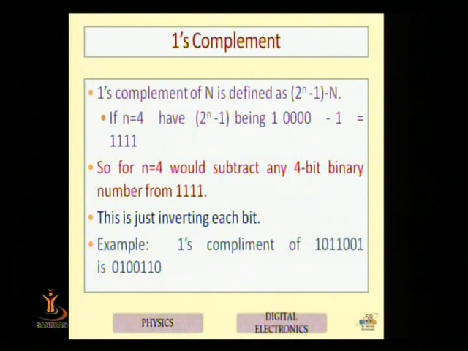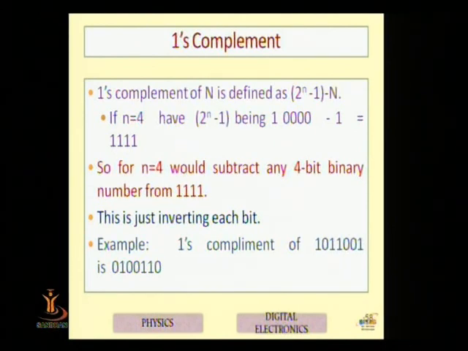If n equals 4, the number is 4, so I have 2 raised to 4 minus 1. 2 raised to n, that is 16, minus 1 is 15, and 15 is represented as four 1s. So for n equal to 4, you subtract any 4-bit binary number from four 1s. This is just inverting each bit.